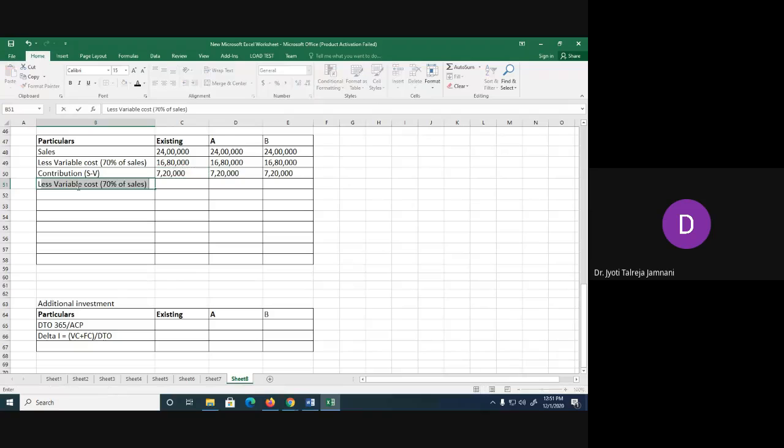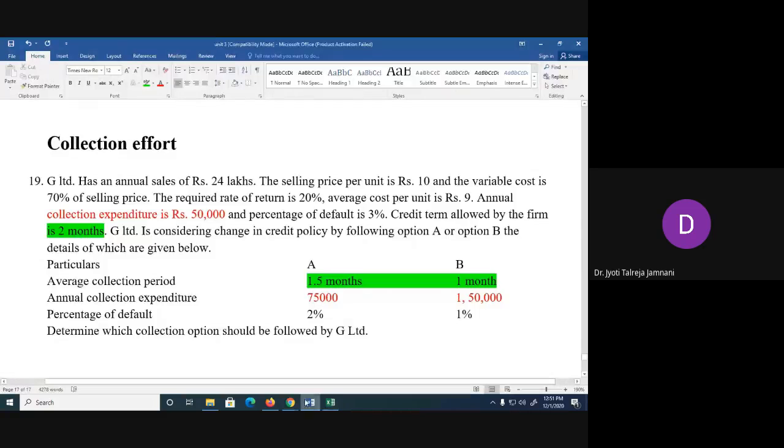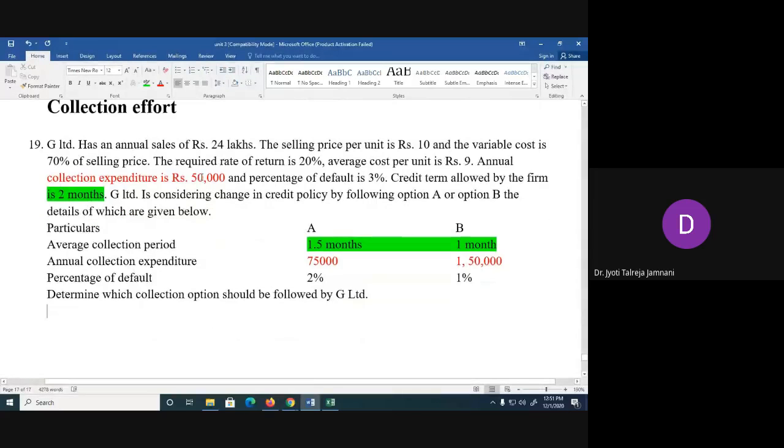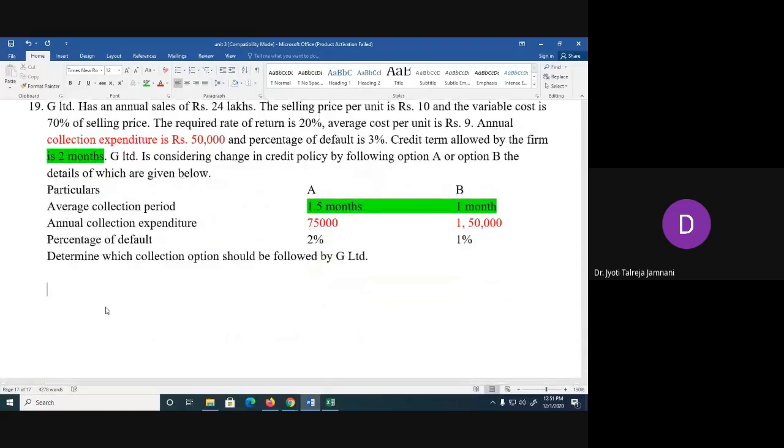Then we'll do less fixed cost. Fixed cost is not given in the problem directly, but we need to find it. Okay, so here they have given you writing working note on fixed cost.